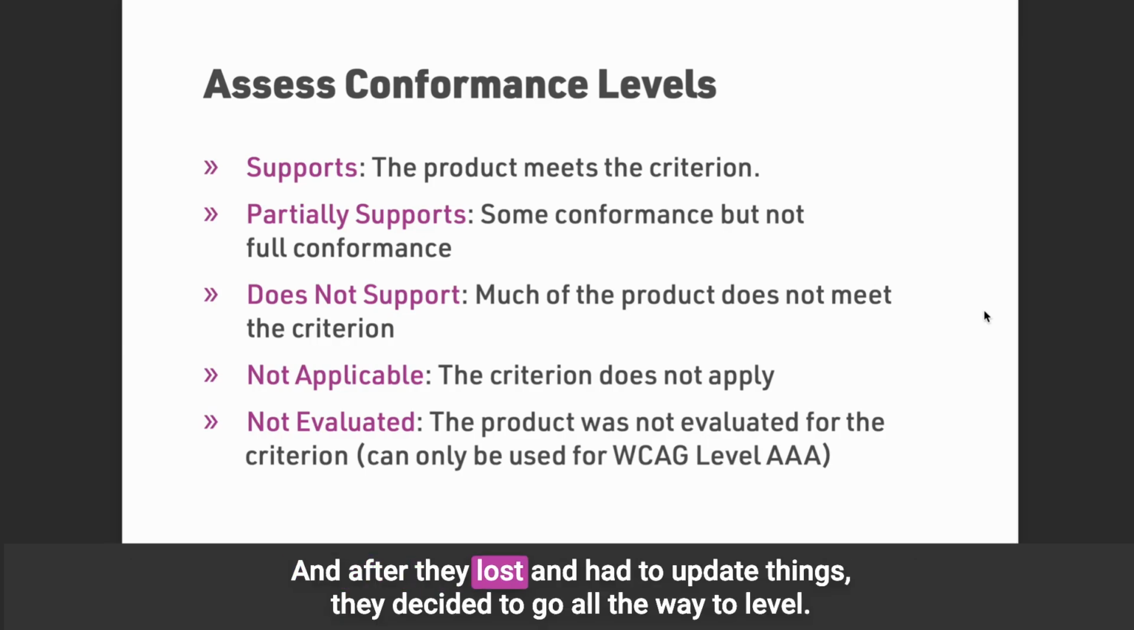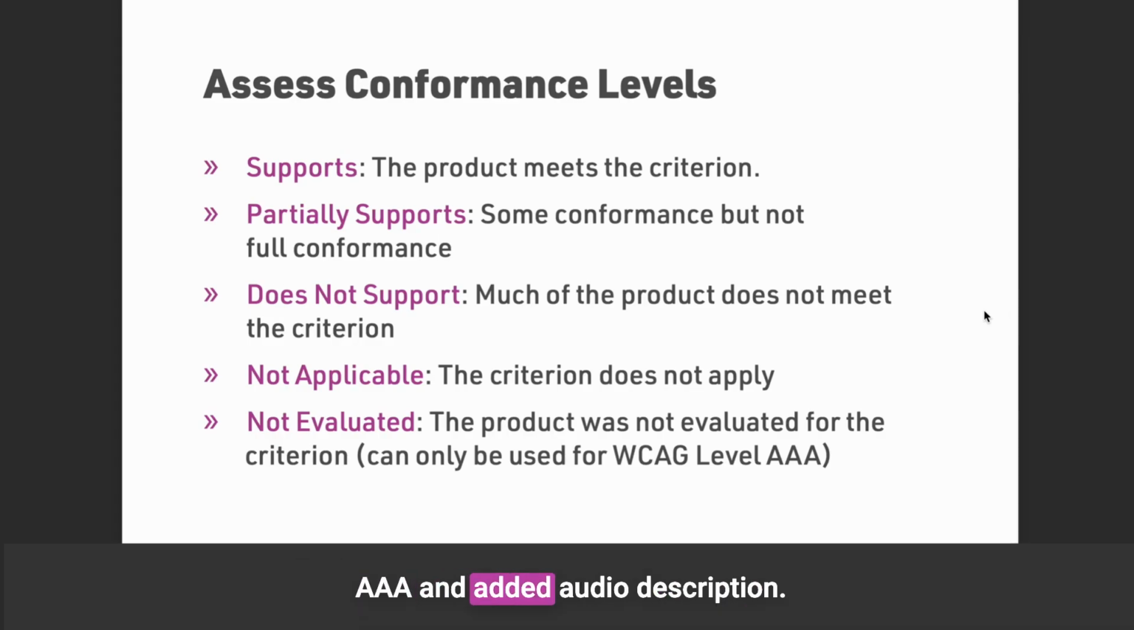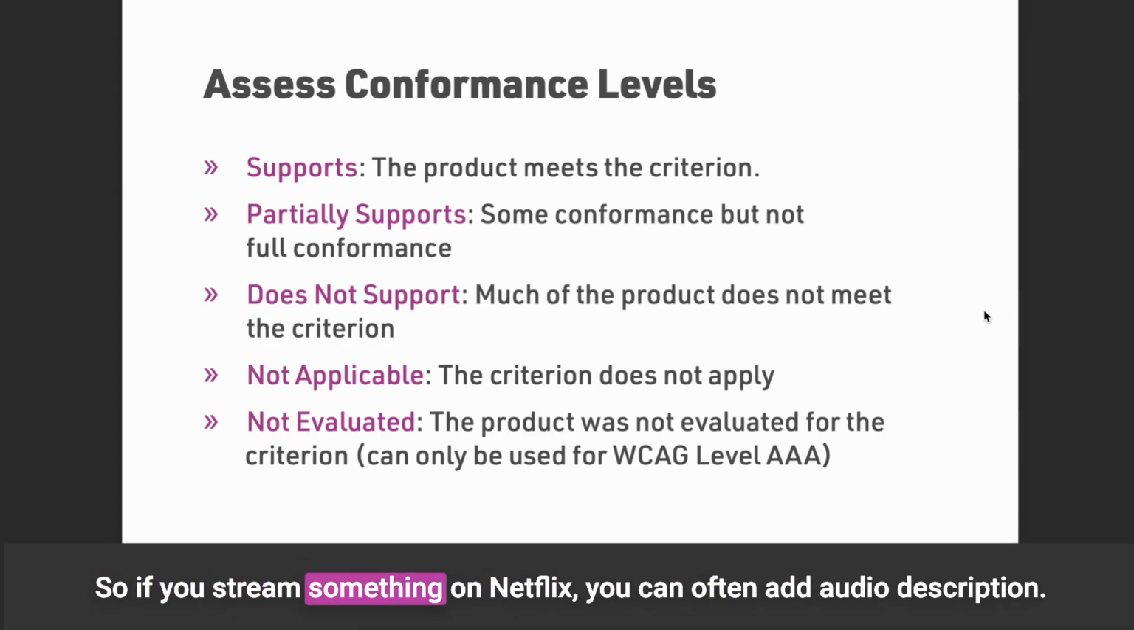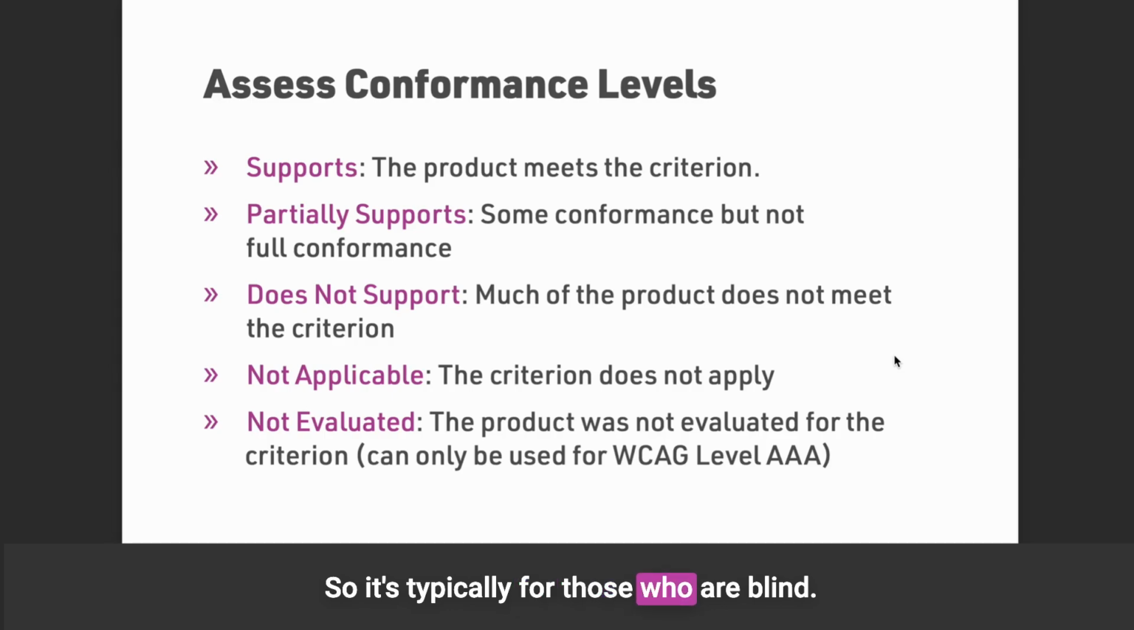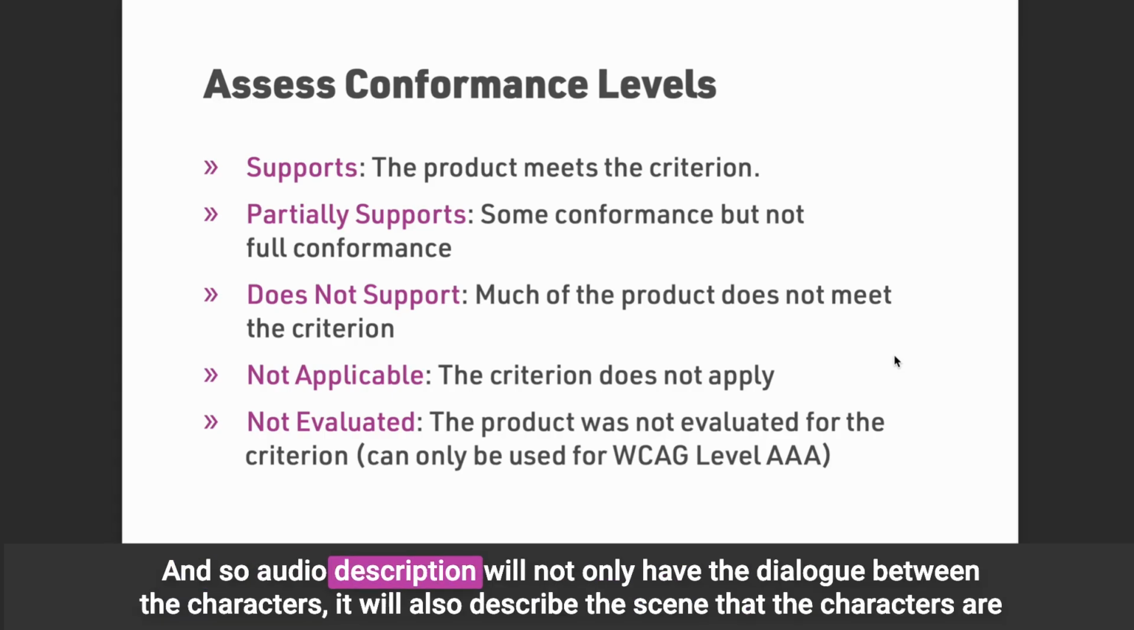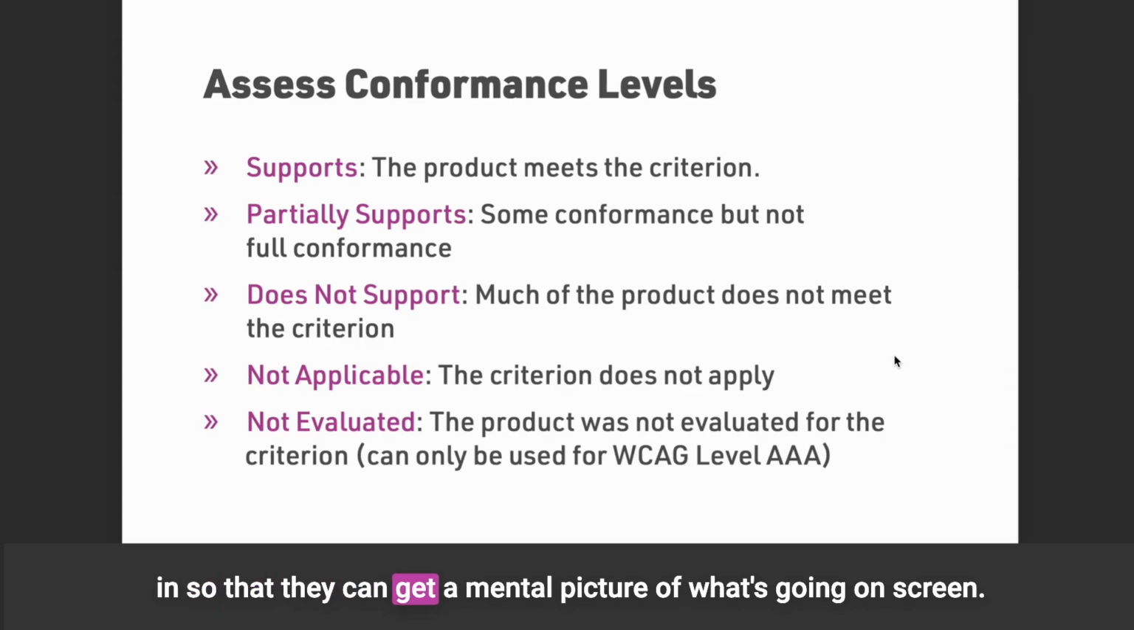And after they lost and had to update things, they decided to go all the way to level AAA and added audio description. So if you stream something on Netflix, you can often add audio description. Audio description is actually describing what's happening on the screen for the user, so it's typically for those who are blind. Audio description will not only have the dialogue between the characters, it will also describe the scene that the characters are in so that they can get a mental picture of what's going on on screen.